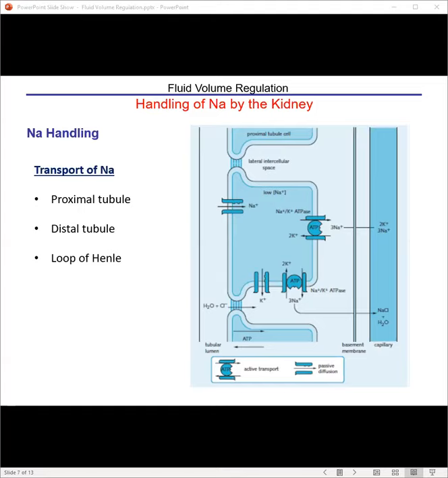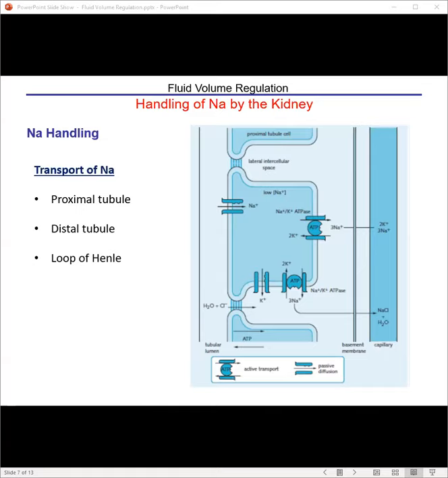And the fluid leaving the proximal tubule is isosmotic because both ions and water move out of the filtrate together. In other words, your proximal tubule has no concentrating capacity, in terms of the ions that pass through that part of the tubule. On the other hand, your distal tubule, together with your loop of Henle, also handles sodium.